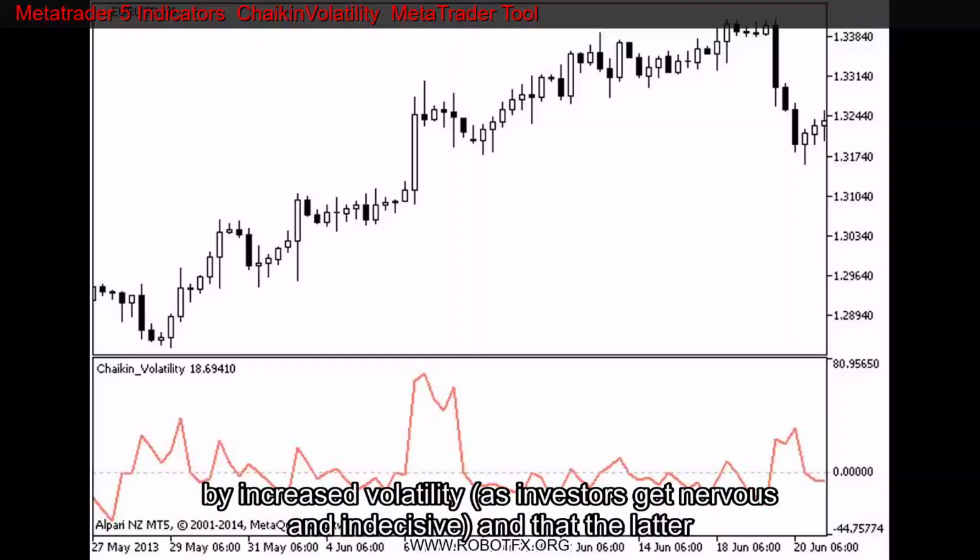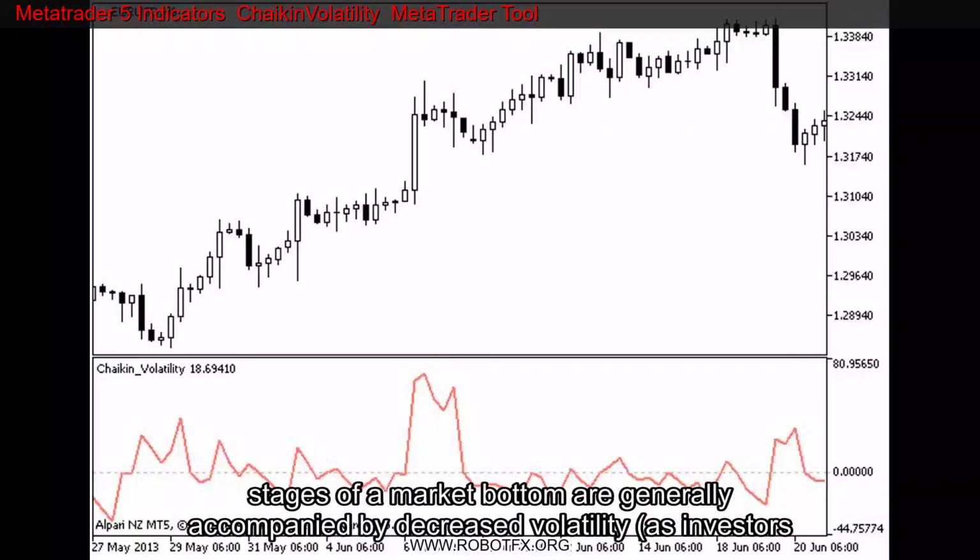Quote from Technical Analysis from MetaTrader by S. Akles. There are two ways to interpret this measure of volatility. One method assumes that market tops are generally accompanied by increased volatility as investors get nervous and indecisive, and that the latter stages of the market bottom are generally accompanied by decreased volatility as investors get bored.